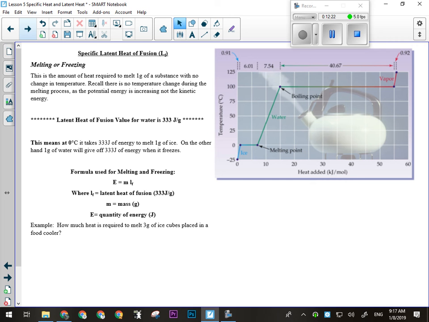It's the amount of heat required to melt 1 gram of a substance completely, with no change in temperature. There's no temperature change during the melting process as potential energy is increasing, not the kinetic energy. So for water, the latent heat of fusion is 333 joules per gram. If I have 1 gram of snow in my hand, and 1 gram of snow is not very much, it's going to take 333 joules of energy from my hand in order for it to melt.